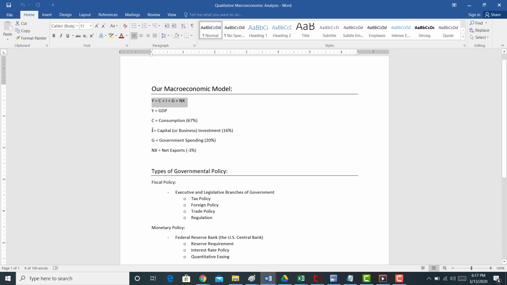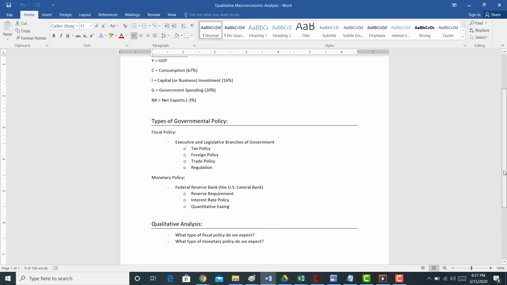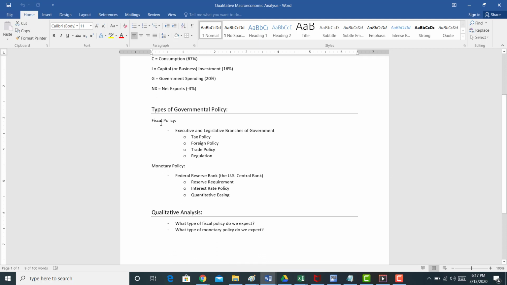All right. So let's keep this model in the back of our minds as we talk about different types of governmental policy. As you'll recall from our discussion last week, there's two types of policy that we'll talk about in this class. The first is fiscal policy. Fiscal policy is executed by two branches of the government: the executive branch of government, you can think of that as the presidency of the United States, and the legislative branch of government, or Congress. Out of these branches of government come tax policy, what we're going to do with taxes, foreign policy, how we're going to engage other nations.